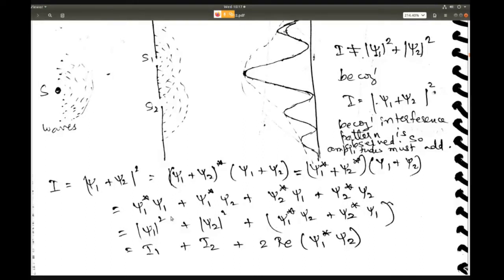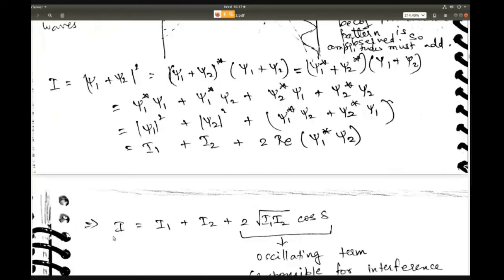And because intensity is the real part of this function, you only want the real part. If you see, the real part is nothing but 2 into real of psi1 star psi2. You can actually compute this. Just take psi1 to be some a1 plus i b1, some complex number, and psi2 to be also some complex number, a2 plus i b2, and then you will see that for both of these terms, the real part is the same. So that's why it is written as 2 into real of psi1 star psi2. You can do this.